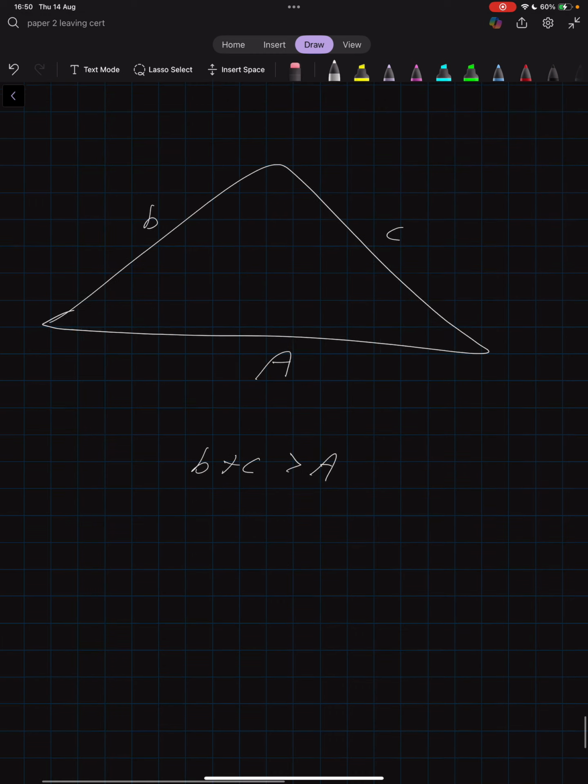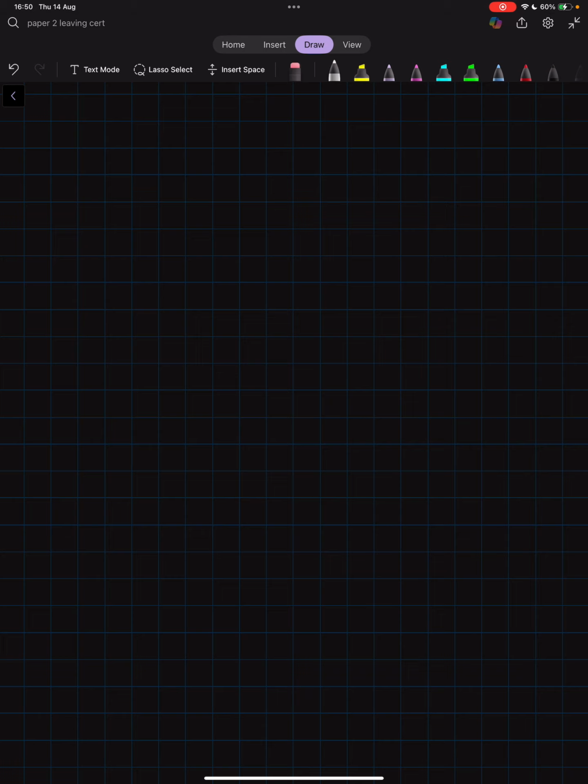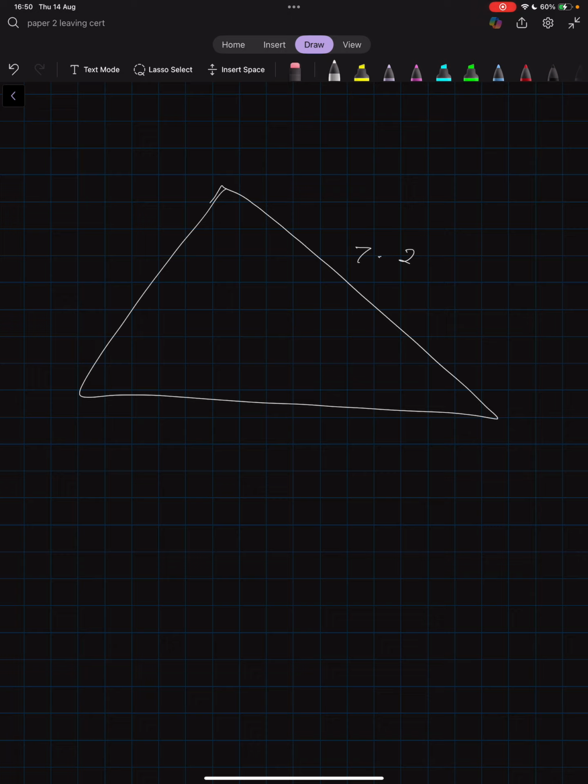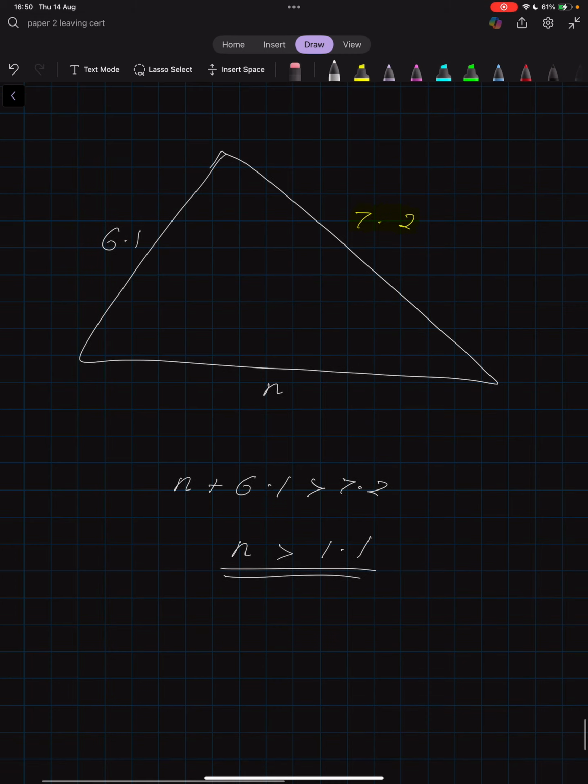All right, so now it'll just say a question, just like this. This is 7.2, this is 6.1, this is n. It says, what's the smallest that n can be? Well, if n is very small, then this is the biggest one. So it's the longest side. So that means that n plus 6.1 has to be greater than 7.2. And therefore n has to be greater than 1.1. Okay? So the minimum value of n just has to be bigger than 1.1.